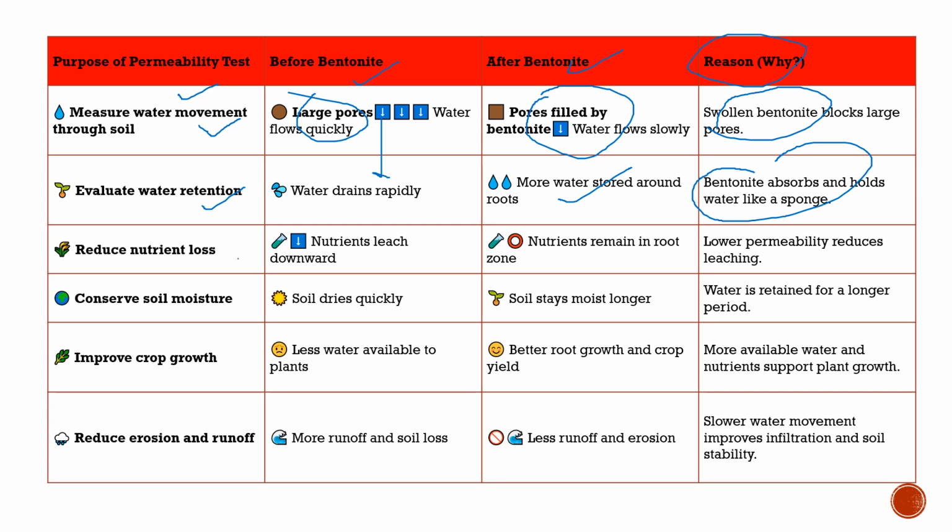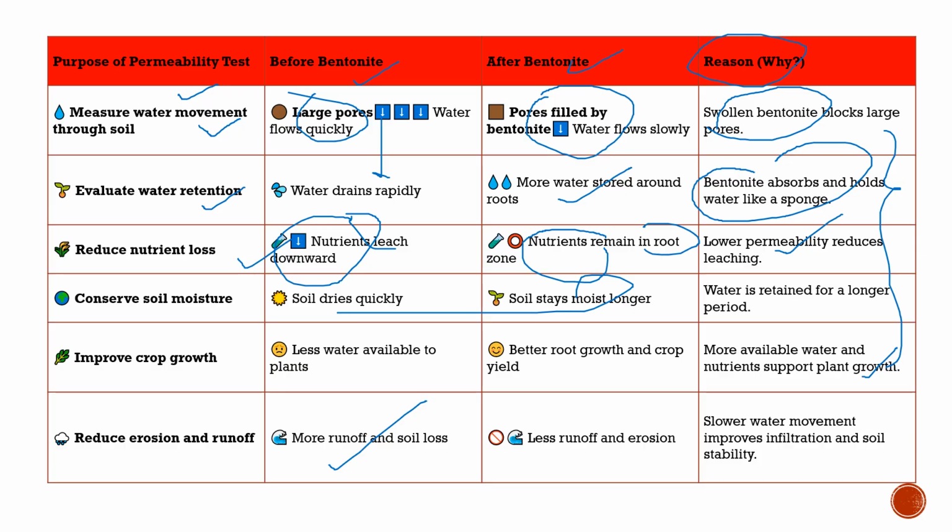If you talk about nutrients, because of deep percolation and leaching, nutrients will be leached out. Whereas after application, since the pores are clogged, nutrients remain in the root zone because of the lower permeability. Soil moisture conservation is high after application of bentonite. If water is present and nutrients are present, crop growth will automatically be higher after application of bentonite. If you talk about erosion and runoff, there is more runoff before application of bentonite.